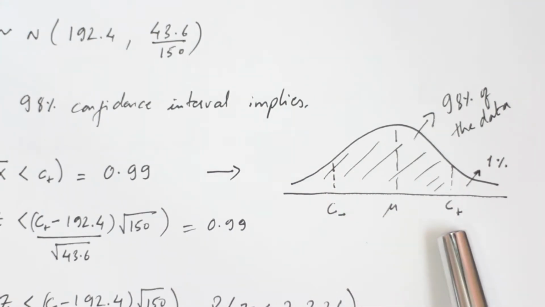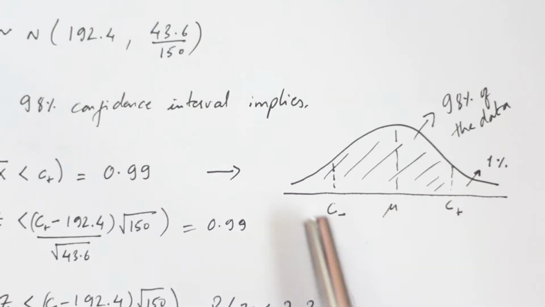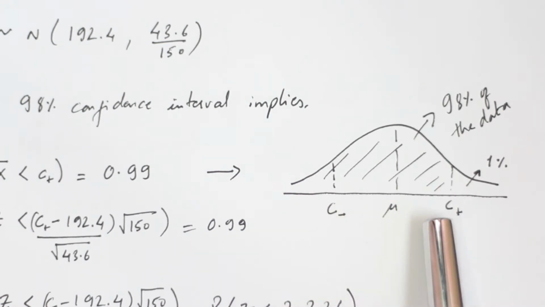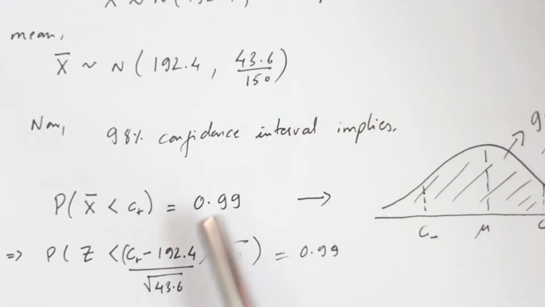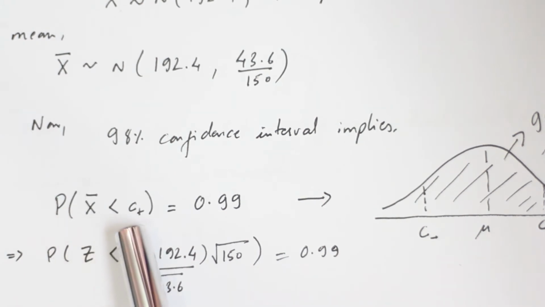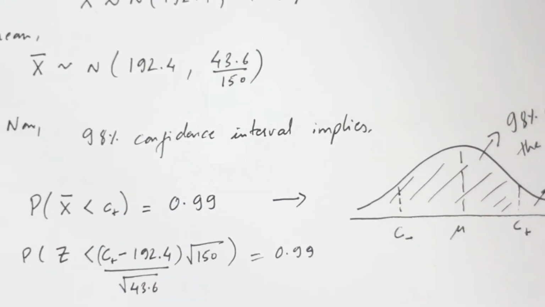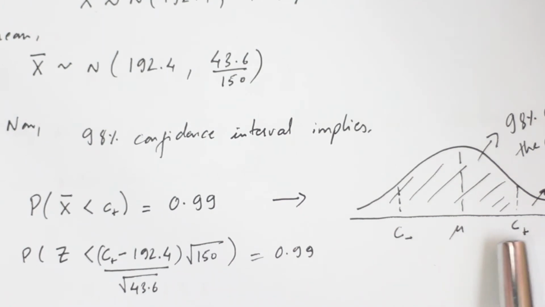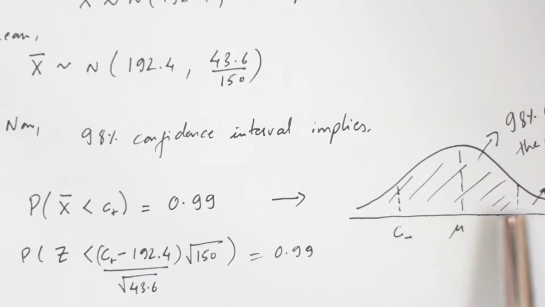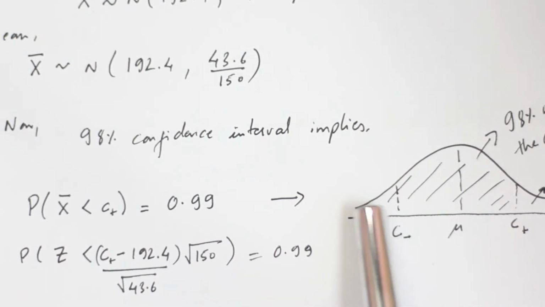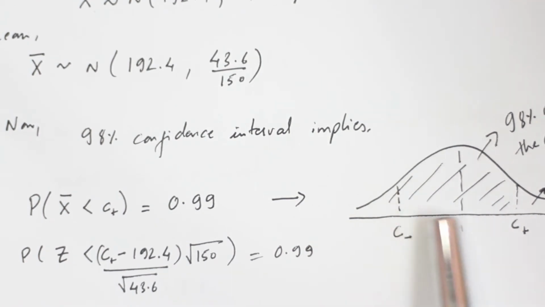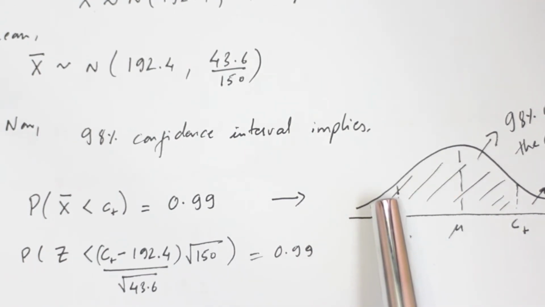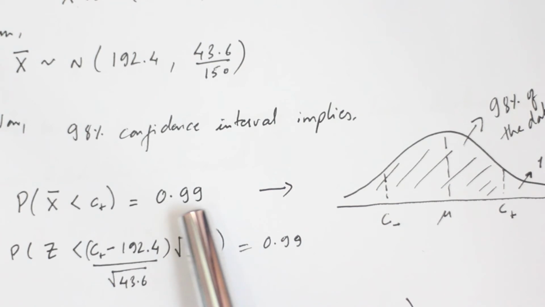Now the only problem here is to find these two values. So how do we do it? As you can see from this writing here, probability of mean is less than C plus. So basically I'm taking all the values that are less than C plus, which also includes this unshaded part and this shaded part. This shaded part is 98% and this is 1%. So the total is 99%, so that's why the probability is 0.99.